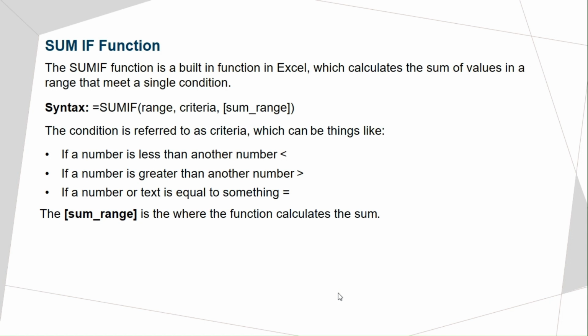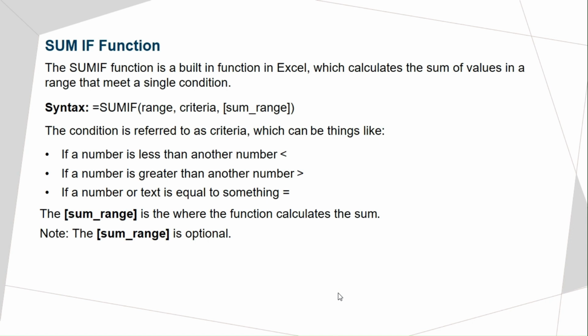Take a look at the syntax. We have the range, the criteria, and the sum range. Now, the criteria could be what you're trying to get. Are you trying to sum if the number is less than 5, if the number is greater than 10, or if the number is equal to 20, or if the salary is equal to this? Those are just the criteria. But the sum range is where the function calculates the sum. That's the column you're trying to calculate the values from if it meets the criteria.